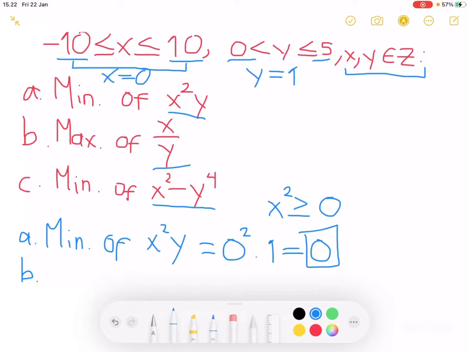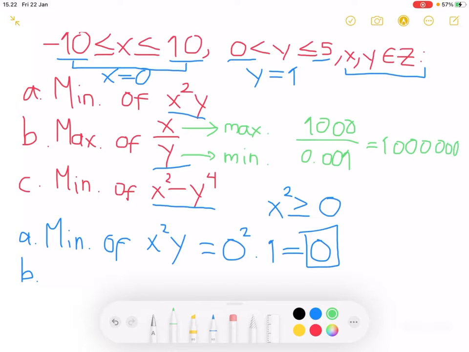Okay, so for the maximum of x over y, we need to choose an x value which is maximum and a y value which is minimum. I mean, if you think about it, if we divide something relatively big by a relatively small number, the result will be very, very big. So you can just get 1 million right there. So this is just an example.